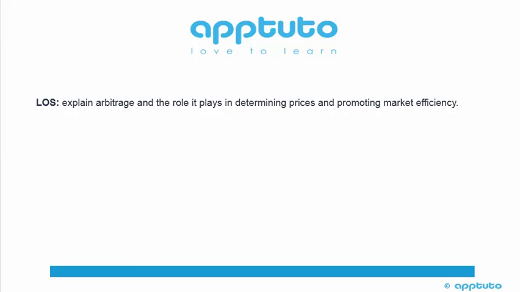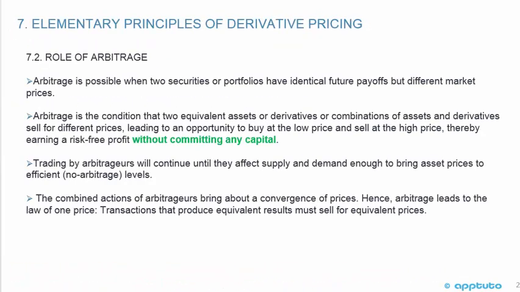This LOS is Explain Arbitrage and the role it plays in determining prices and promoting market efficiency. The role of arbitrage. Arbitrage is possible when two securities or portfolios have identical future payoffs but different market prices.